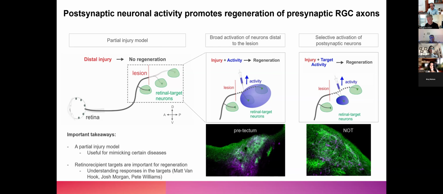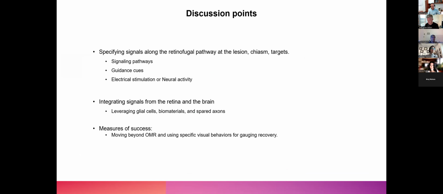And so an equally important consideration is what is happening to the retinal recipient target neurons, and how do we leverage those signals from the brain, just as has been shown to be very important during development. How do we start integrating all of these signals? So the point that I'm putting forth for discussion today is how do we specify signals all along the retinofugal pathway: at the lesion, distal to the lesion, at the chiasm or the targets. And this could be in many different ways of modulating different signaling pathways, guidance cues, either electrical stimulation or neural activity, or even other mechanisms.